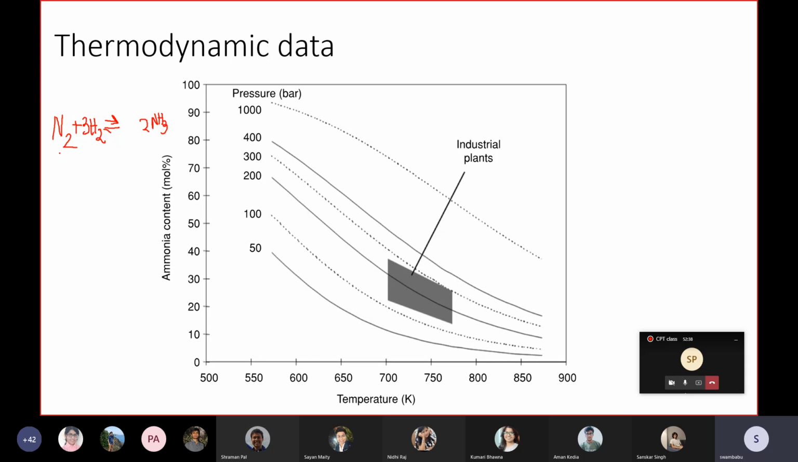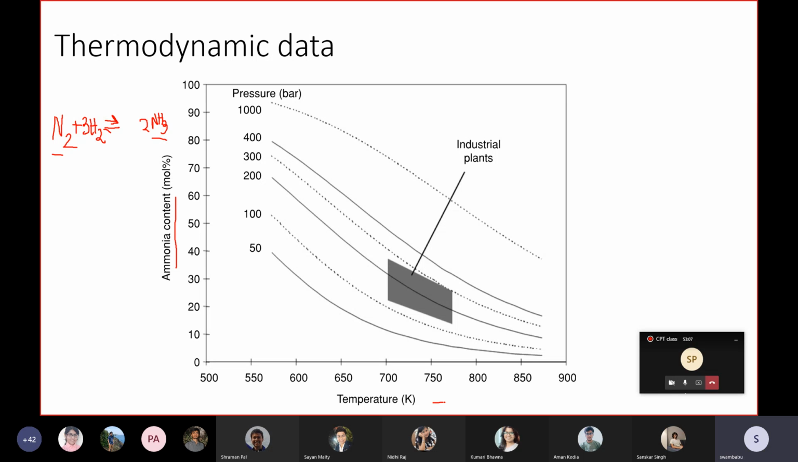So whether it's conversion of nitrogen or ammonia content, both are interrelated. On the y-axis, sometimes they will say conversion, or sometimes they will put it in terms of product content. So mole percent: if 100% ammonia is present in the product, it means completely reacted. If a lower percent of ammonia is present, it means less reacted, partially reacted.